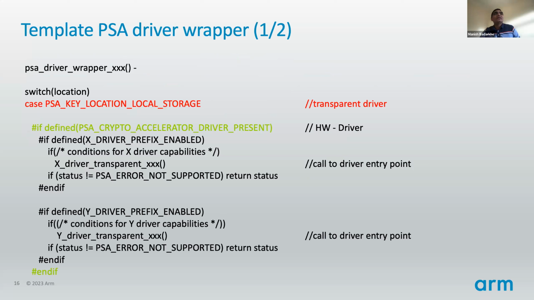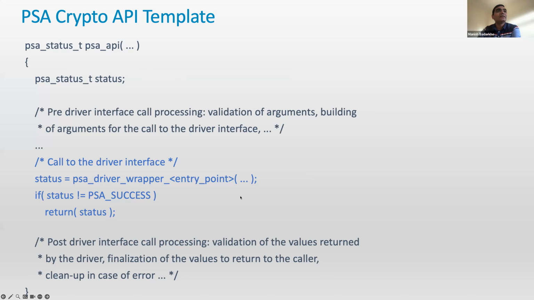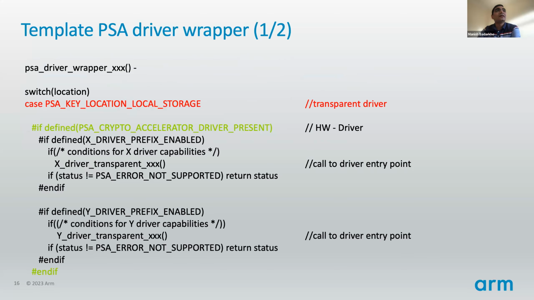So this is what the PSA crypto driver API looks like, which I mentioned over here. This is the PSA crypto driver API template. With this, what we are going to achieve, as I mentioned in the first slide, is address the challenge that we don't use more than one driver today. But with this one we can use more than one driver. But how? Here is the explanation for that.